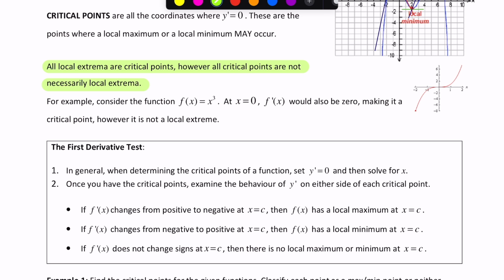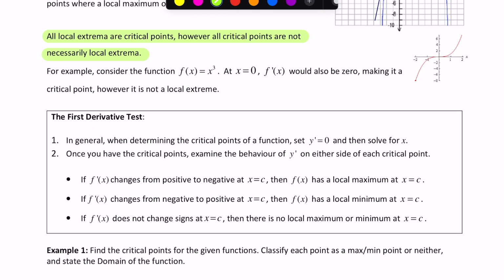In general, when determining the critical points of a function, set y prime, the derivative, equal to 0 and then solve for x. Once you have the critical points, examine the behavior of the derivative on either side of each critical point. If f prime of x changes from positive to negative, which means it goes from increasing to decreasing, at x equals c, then f of x has a local maximum at x equals c.